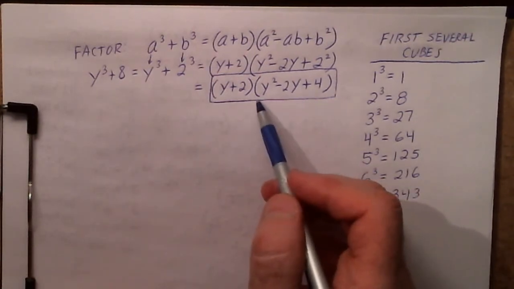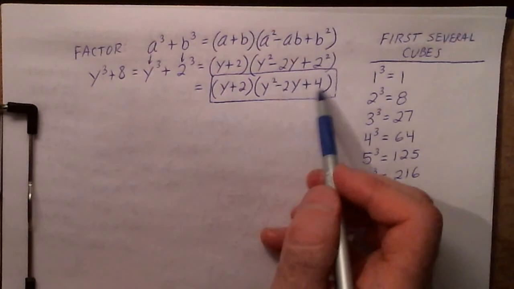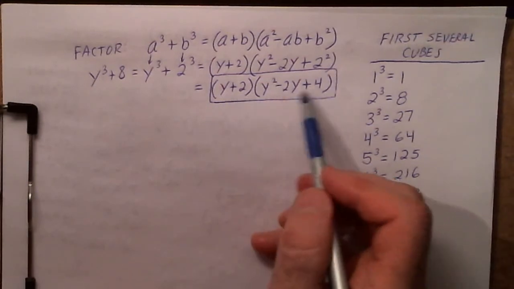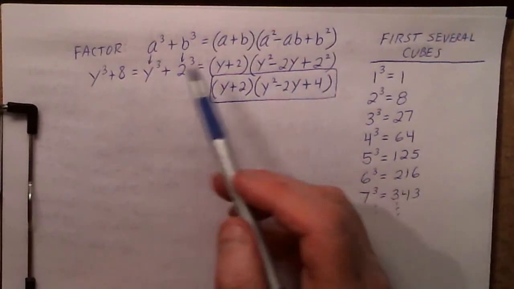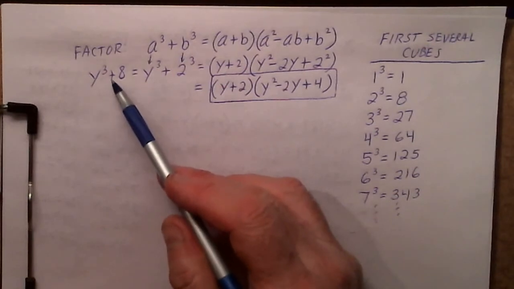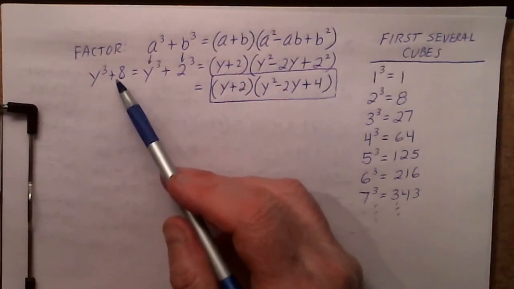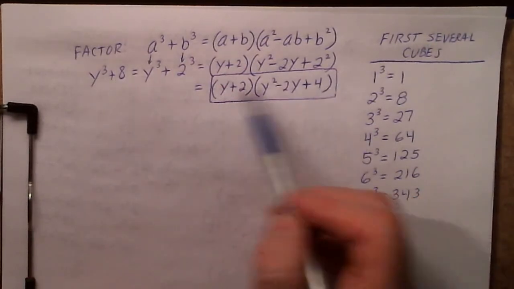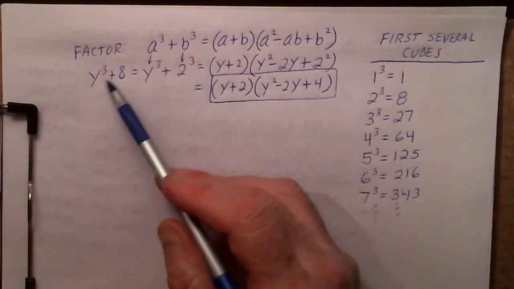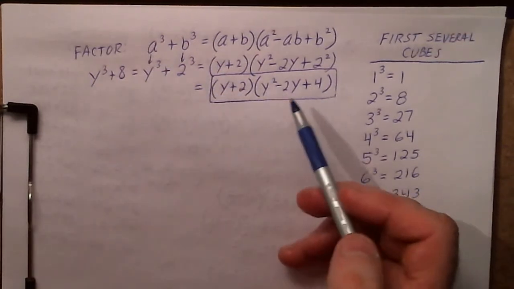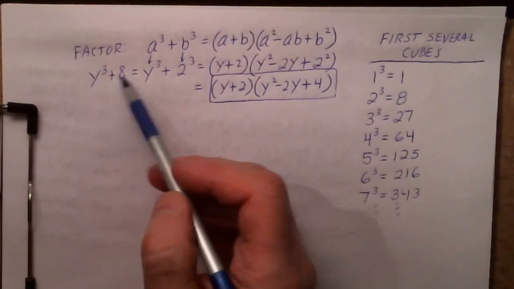If you were to take the time, and I'm not going to do so, but if you were to multiply this all out and gather together all your like terms, you would get back y cubed plus 8. I know it doesn't seem like it, but it would give you back y cubed plus 8 if you multiply this all out. So we just factored the sum of 2 cubes.